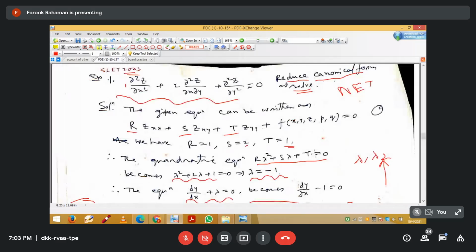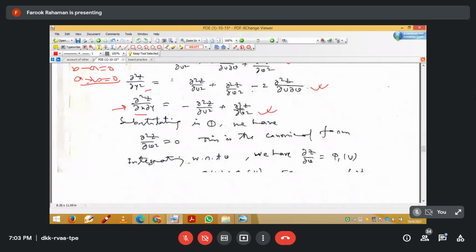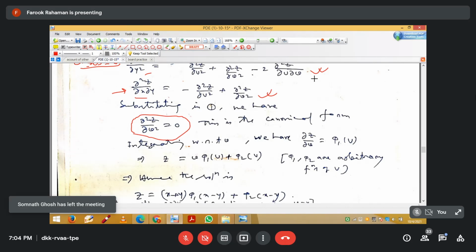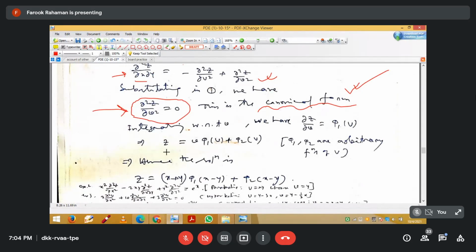Now putting all this in the original equation, one can easily see that all the quantities vanish, so only this quantity exists. After using the transformation, the given equation is transformed to a very simple equation. This equation is known as the canonical form. So you have to find this canonical form, and the next task is how to solve it. One can easily solve it. The solution is very easy.